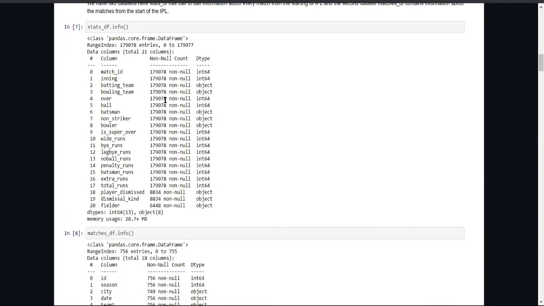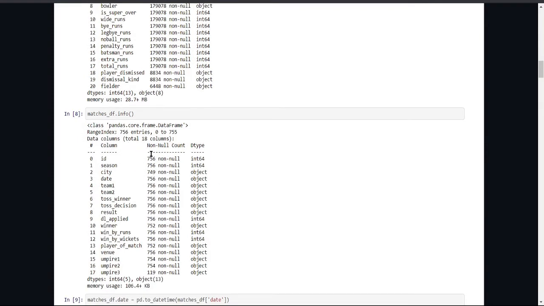So after seeing, there are no null values at all in the deliveries except for the players dismissed, kind and fielder. So here you can expect these null values because there are only a few number of deliveries where the batsman has got out, the player has got dismissed. So these are only the values where the player has actually got dismissed, and for the other ball deliveries where the player was not dismissed, it is just null.